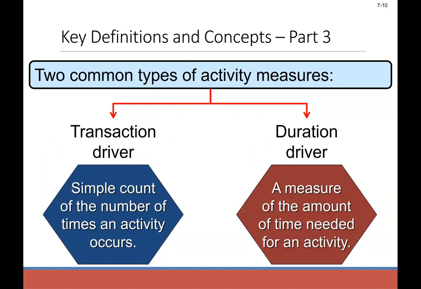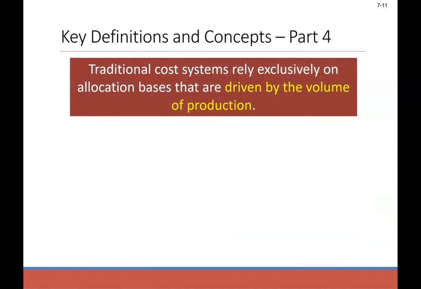Two types of activity measures. There's going to be two drivers, a transaction driver and a duration driver. So the transaction driver is just the number of times a certain activity occurs, such as the number of openings of new accounts or the number of deposits. A duration driver is the measure of the amount of time needed for a specific activity.